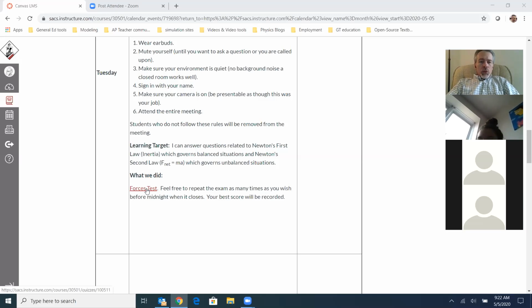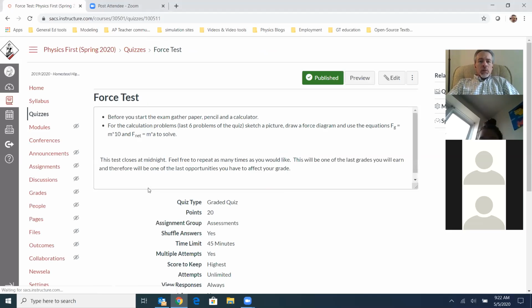When you click on the test, there's no code to get into it, but it tells you right here at the top. Again, before you start the test, make sure you have some paper, pencil, calculator. And for the last 6 problems especially, you want to sketch a picture, draw a force diagram, and then figure out if it's balanced or unbalanced, and use the equations Fg equals m times 10 and F net equals ma. You might want to write those equations down. Only the last 6 require calculations, but for the ones before that, it might be helpful to draw pictures and force diagrams too.